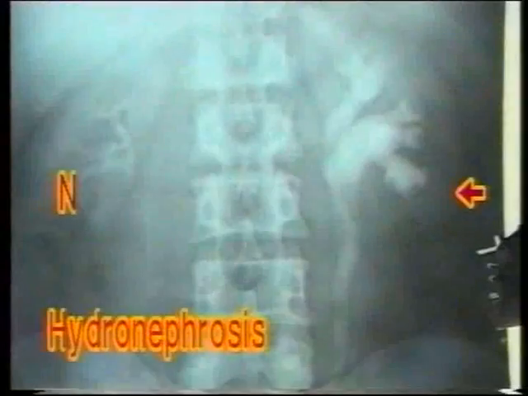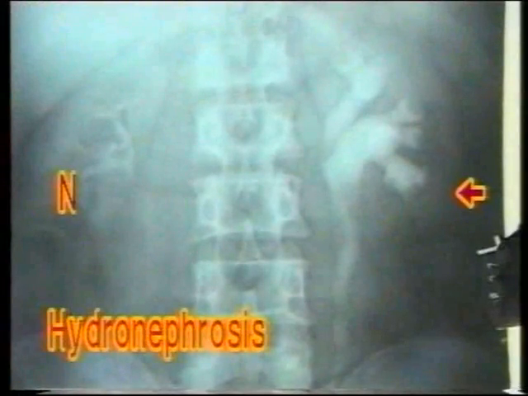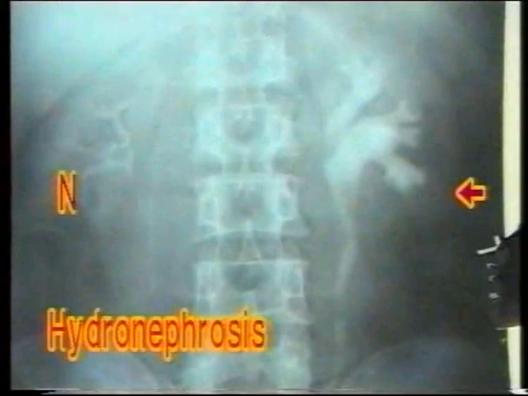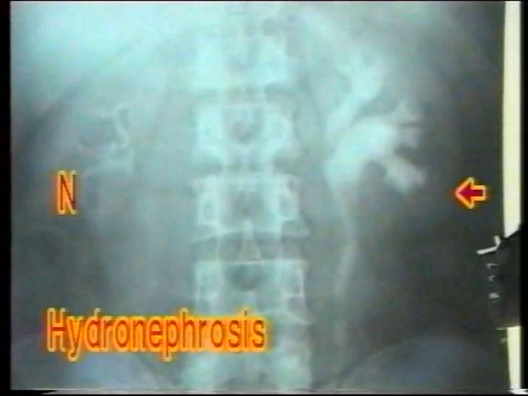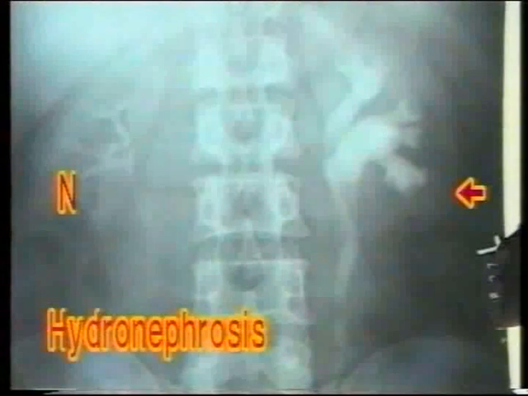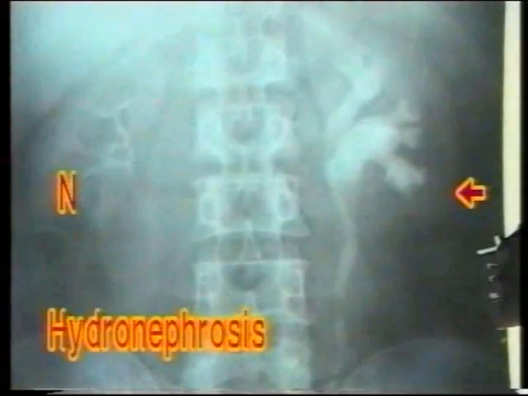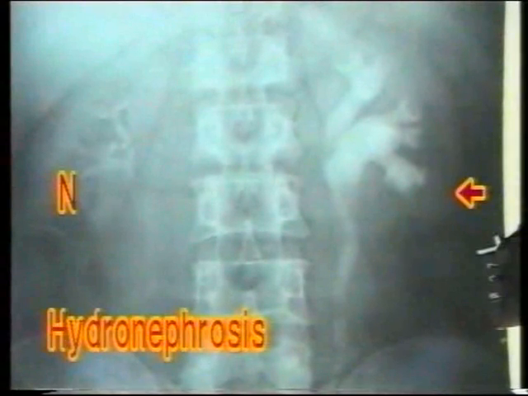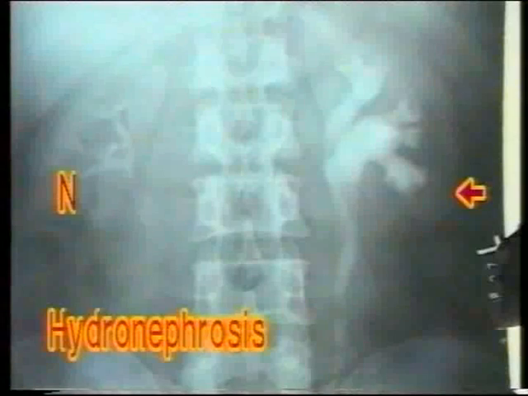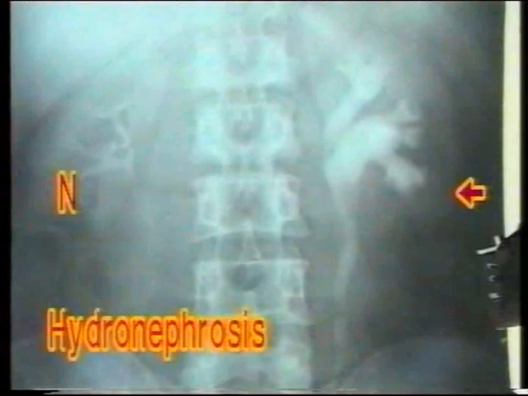Any obstruction in the urinary tract produces a back pressure and dilatation of the proximal tract and the pelvic calyceal system. Compare the normal urinary tract on the right with the dilated tract on the left. The proximal ureter is dilated and the pelvic calyceal system is also dilated. This dilatation of the renal pelvis and calyces is termed as hydronephrosis.